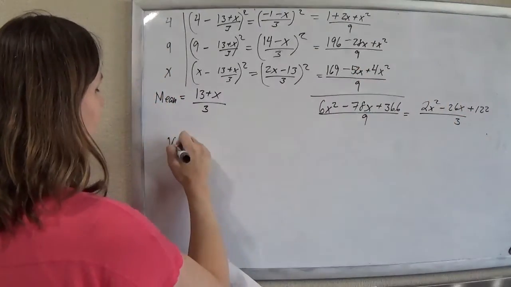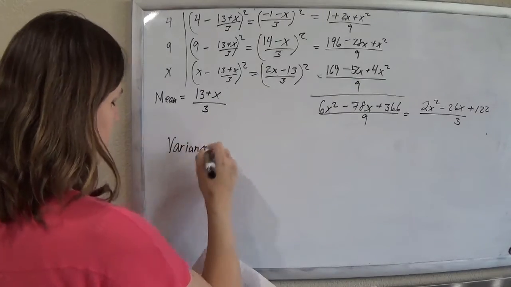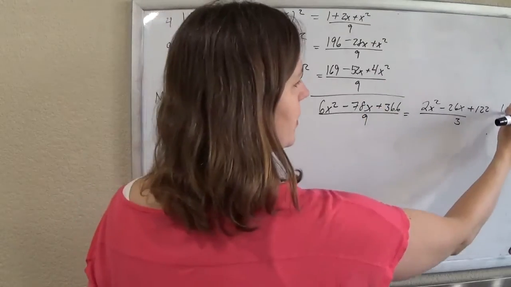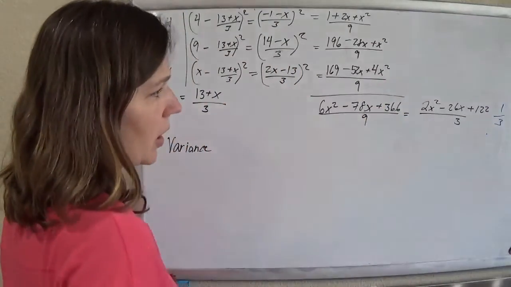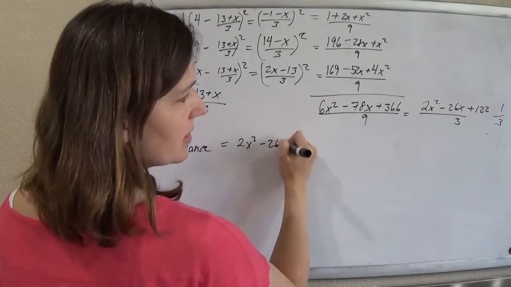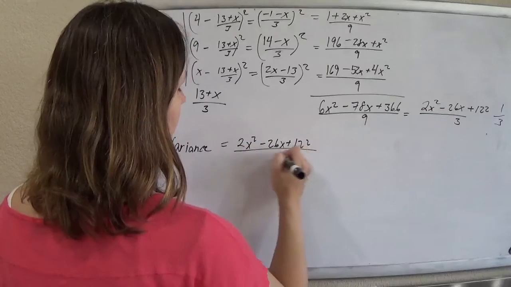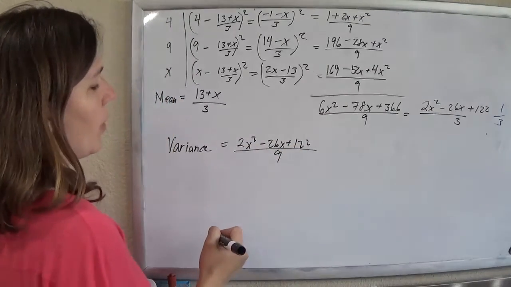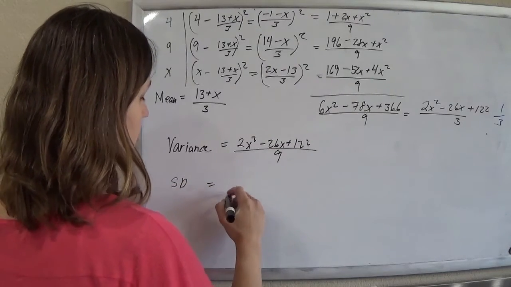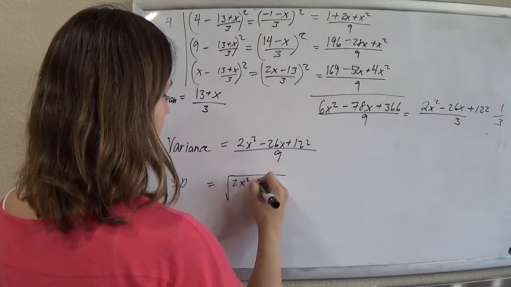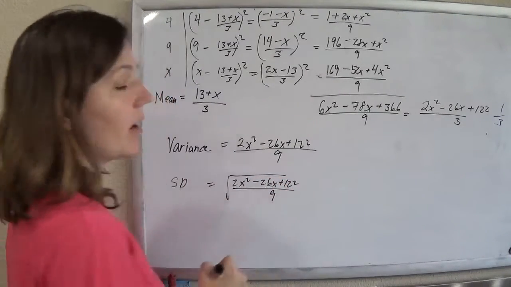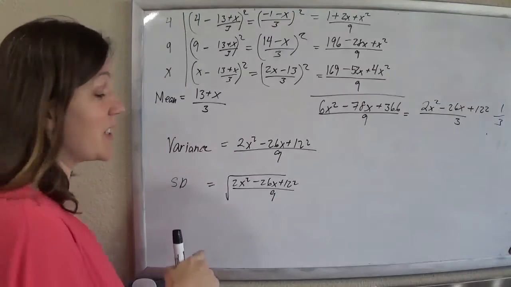And so we're finding the average of those to take the variance. To take the average of those, you are dividing by the 3 terms, so basically multiplying by a third. And so then you get 2x squared minus 26x plus 122 all over 9, which means that the standard deviation is the square root of this thing, right? So it's the square root of 2x squared minus 26x plus 122 over 9. So we found the standard deviation.